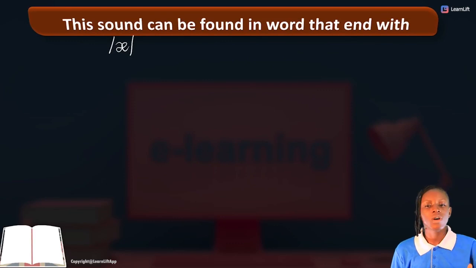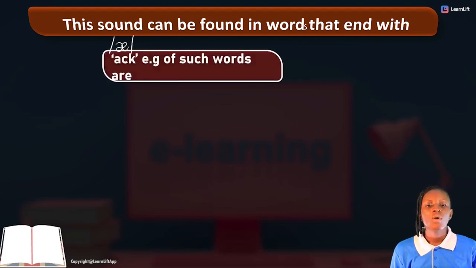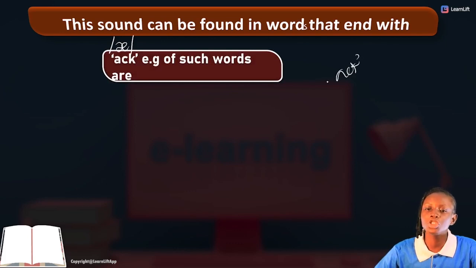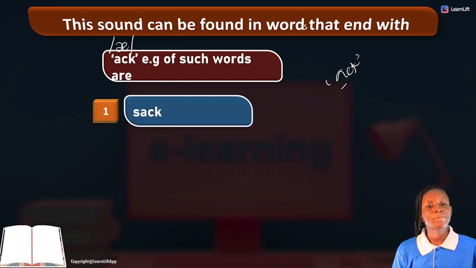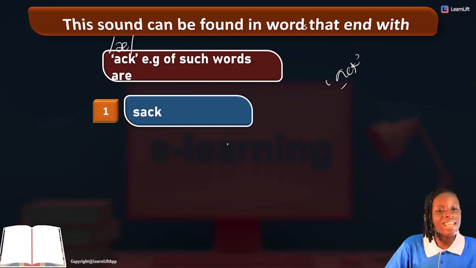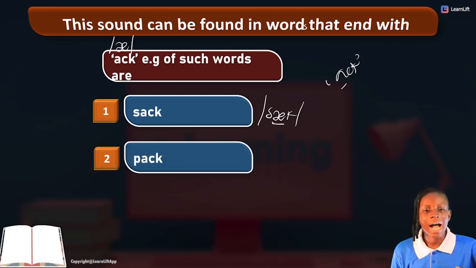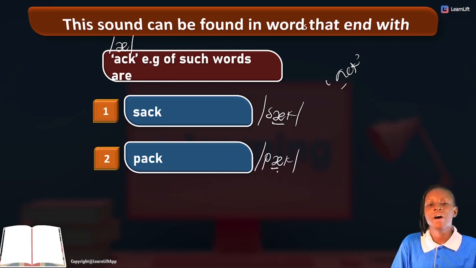This sound can be found in words that end with ACK. So most words that end with ACK have the short R sound here. Now let's take examples of such words. We have sack. Let's transcribe sack together to be sure what we are saying. Now our sack is transcribed as sack. Okay, the R sound is here, right? Good. Next we have pack. We have our pack to be pack. The R sound here. Okay.